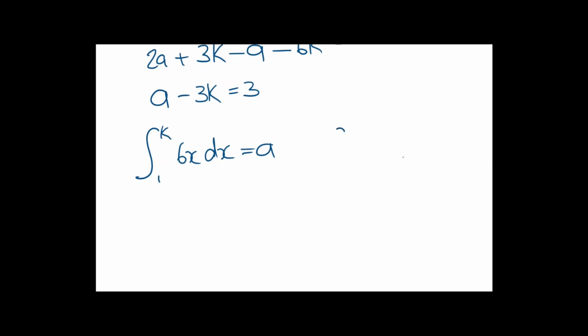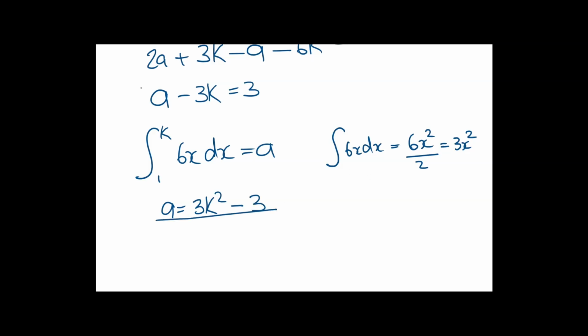First thing we've got to do is do the indefinite integral. The integral of 6x dx is going to be 6x squared over 2, so it's going to be 3x squared plus c, but we're going to be using the definite integral limits. So a is going to be equal to k squared. There we go. So now we can substitute this one here and this one here.